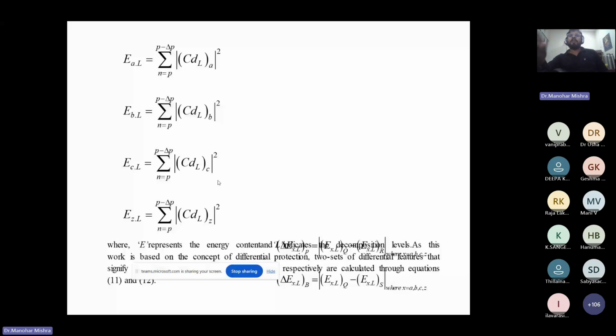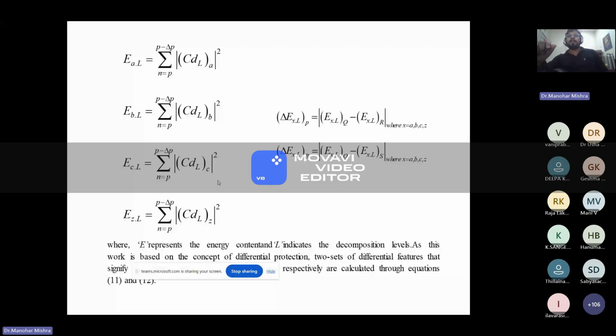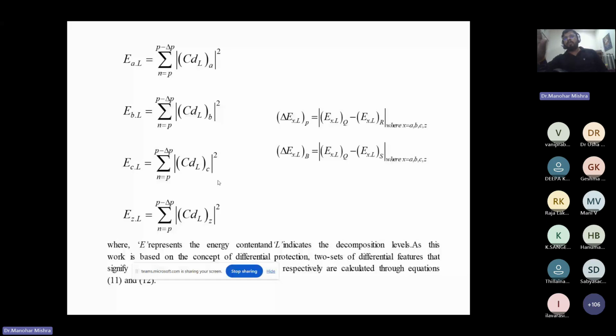For primary protection, we calculated the energy of xlq, where x represents the ABC phase values minus those of the other bus, meaning between the two buses we have calculated. I have already explained the backup protection.